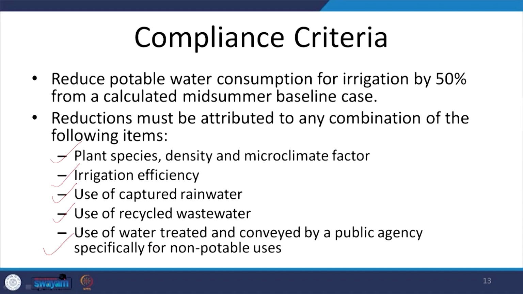So by using a combination of these steps and strategies, we have to show that we have reduced the water requirement for irrigation by 50%. Ideally, when we are talking about sustainable buildings, we should try to use zero water for irrigation, and it is absolutely doable and practical if we design right from the beginning, right from the concept stage, if we design our landscaping appropriately.